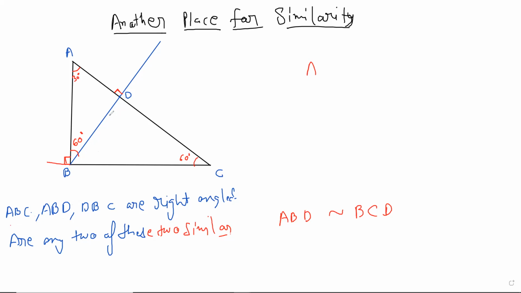ABC is one triangle, and as you can see, ABD is another triangle. This is another right angle triangle, so there's always a probability of some similarity. And this DBC is another right angle triangle. We are asking, are any of these two triangles similar, and such questions.